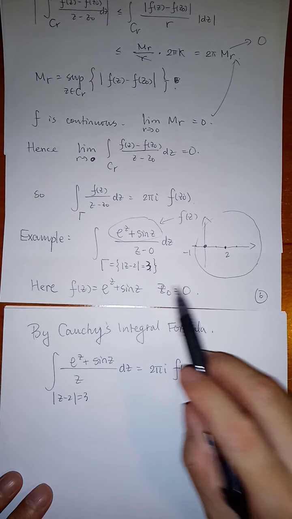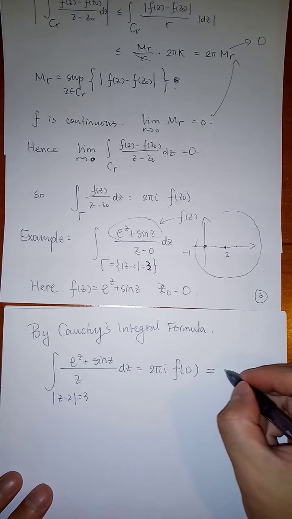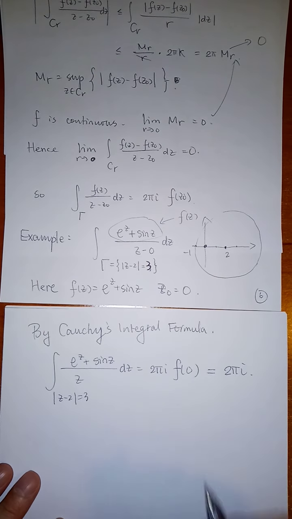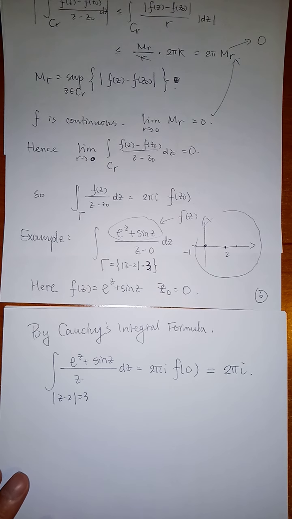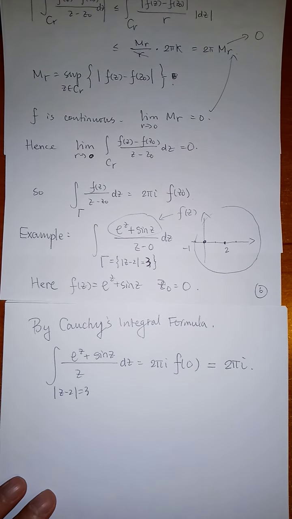Here is the function. So e to 0 is 1, sine 0 is 0. So this is 1. That's just 2 pi. Okay? That's the computation based on the Cauchy integral formula.